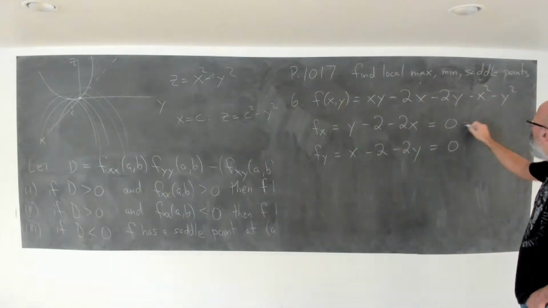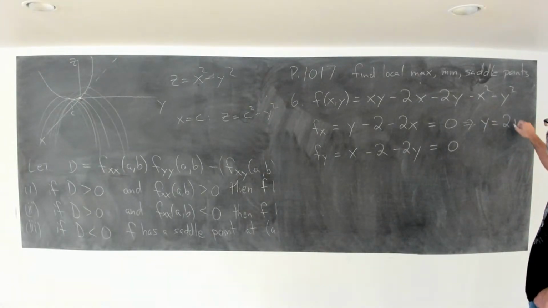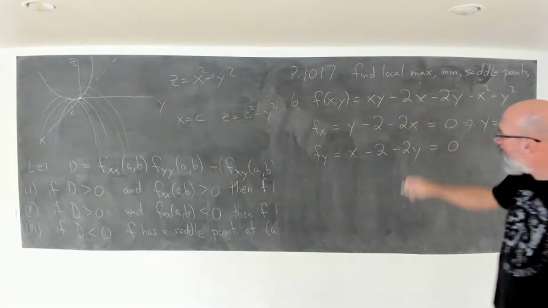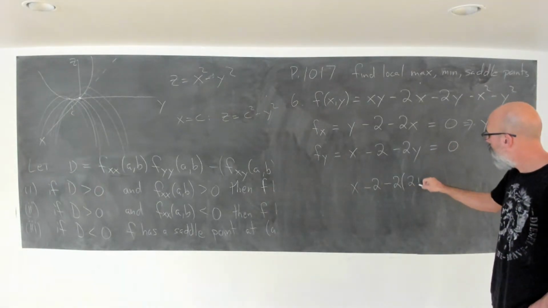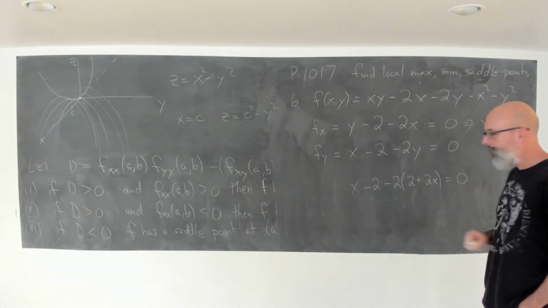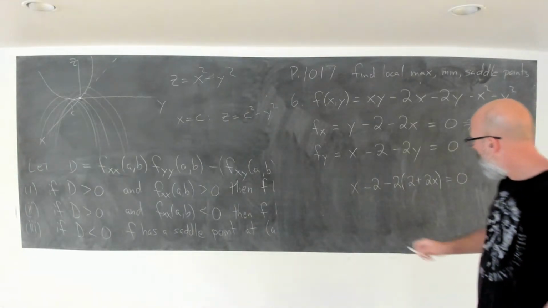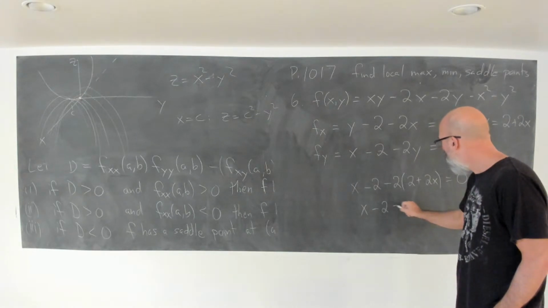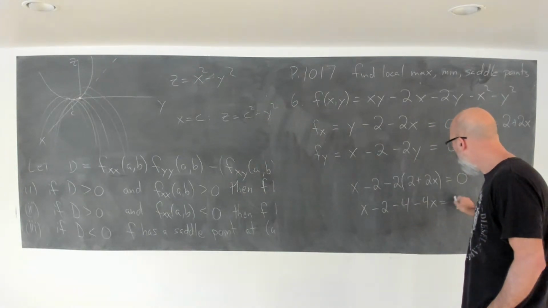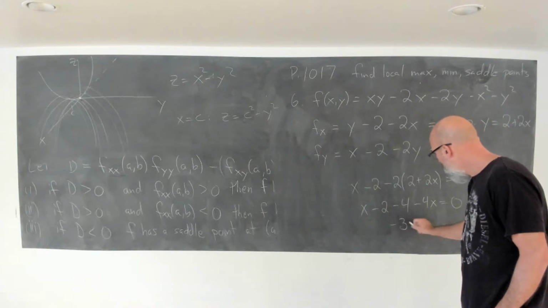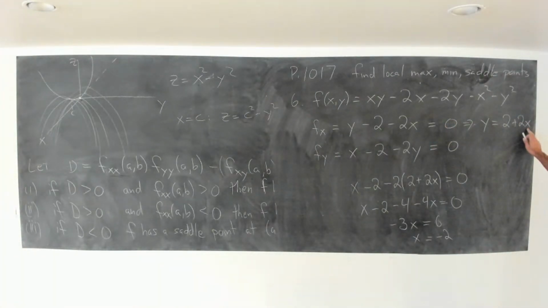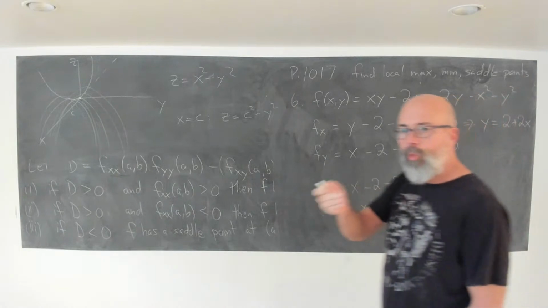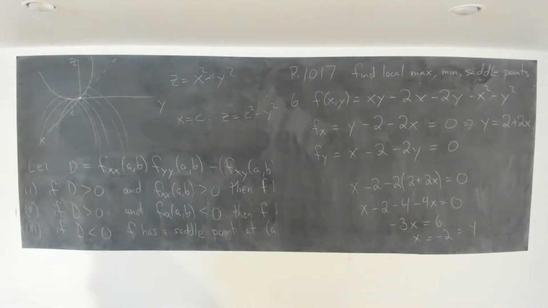From this one, we see that y is 2 plus 2x. If you plug that into here, what do we have? x minus 2 minus 4 minus 4x. So this is minus 3x is equal to 6. x is minus 2. And if x is minus 2, y is minus 2. So we have just the one critical point, minus 2, minus 2.